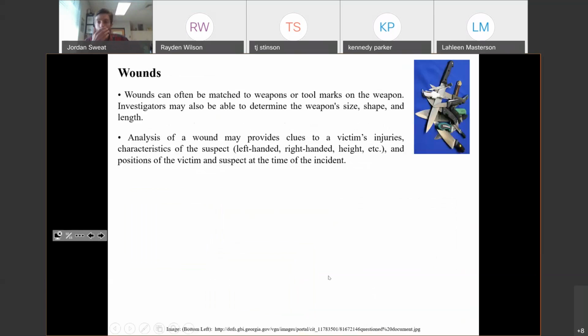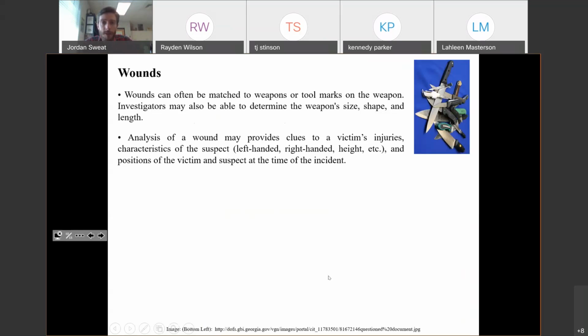Wounds can often be matched to a specific weapon or tool based off the marks of that weapon. Think about it. A gunshot leaves a very specific type of wound, right? Same thing with a knife. The clues that those things tell us are the weapon size, shape, length, and what kind of weapon was used. Sometimes it's easier to determine that than others, but there's still going to be a wound left that we can examine.